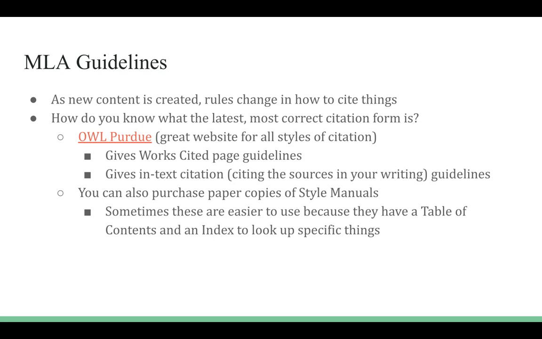If you're not a fan of searching web pages, clicking on links, hoping and trying to find the right thing, you can get paper copies of the style manuals. They are available in ebook form. You can actually get paper copies of them if you go to libraries or if you just buy them from Amazon or a used bookstore online. They are easier to use in some ways because they have a table of contents and an index to look up specific things. But honestly, that OWL Purdue webpage that I gave you that link to, if you look at the menus that are available to you over on the left, it also allows you to click on the more specific things that you are looking for.